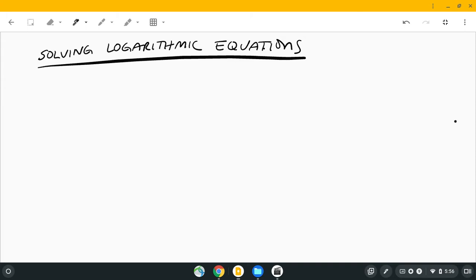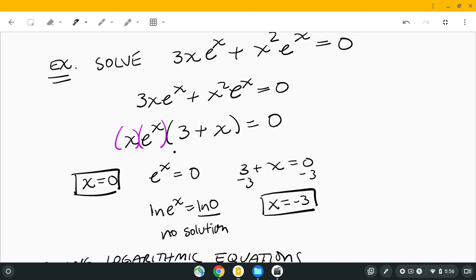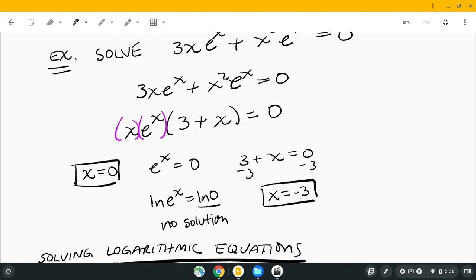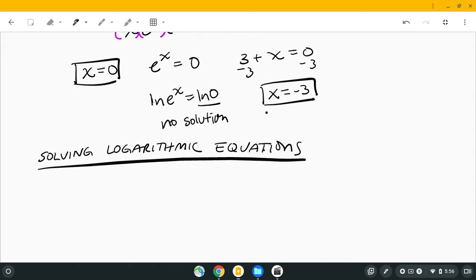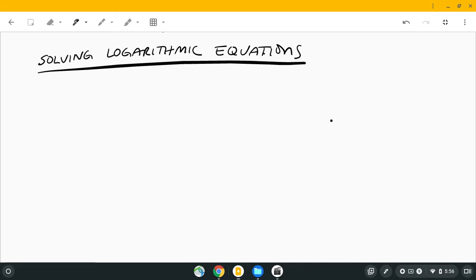Okay, so in the first video, when we looked at solving exponentials, we used logs to solve exponentials. And so here, for solving logs, we're going to use exponentials to undo the log. Okay, because remember, exponentials and logarithmics are inverse functions of each other. So they undo each other. So we use logs to undo the exponential. And here we're going to use exponentials to undo the logs.